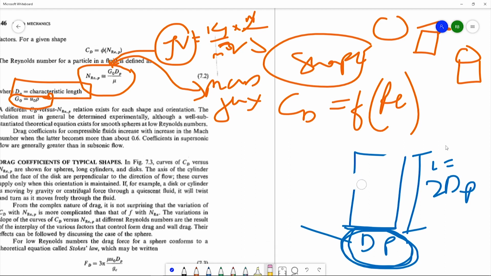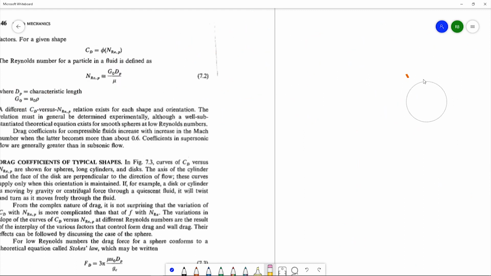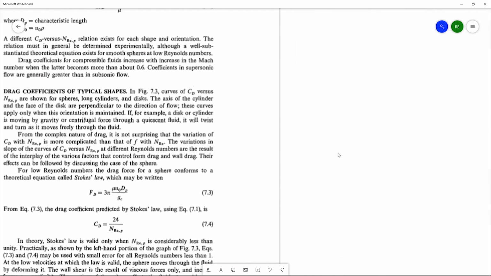Now, how does the drag coefficient vary with the Reynolds number? I told you this drag coefficient is a function of Reynolds number, and the function is different for different shapes. For a cylinder it will be different, for a spherical shape it will be different, and for other shapes it will be different.